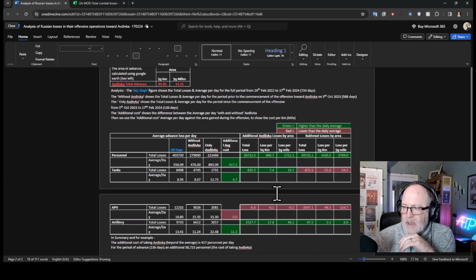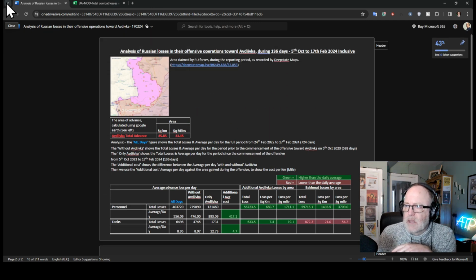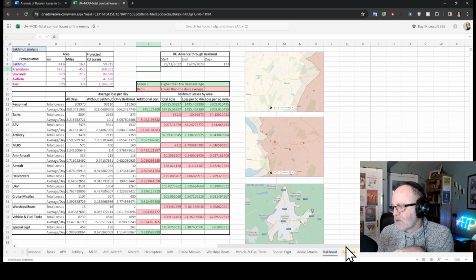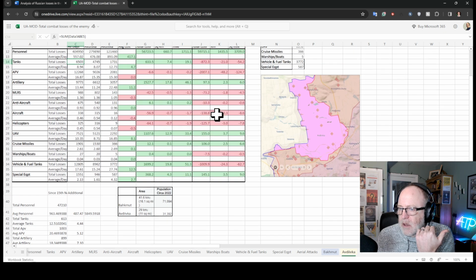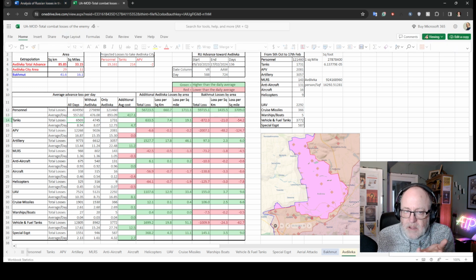Now, although he's put this on a nice Word document for me, if you go back to the Excel spreadsheet here, there are two tabs that give you the Bakhmut figures and the Avdiivka figures. So you can look at those yourselves and you can have a little play around with the data. It is in the link to this whole workbook. I think that's really useful. It confirms somewhat data that we already knew, but it gives us good justification for that.